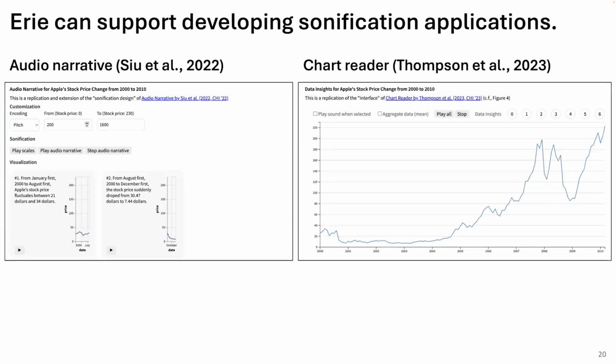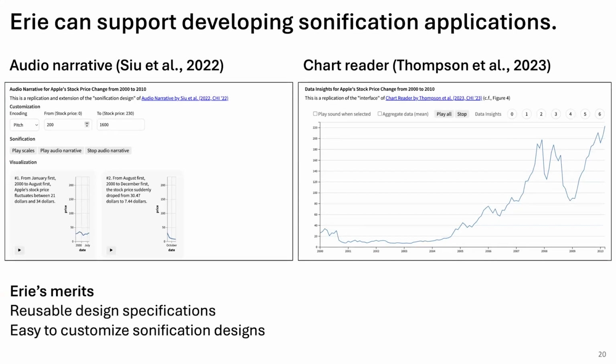As a declarative grammar, Erie can support building sonification applications as well. We replicated audio narrative and chart reader. Some merits of using Erie include reusability and customization of design. And we basically use the same design spec for audio narrative and chart reader. And then we added some personalization options like auditory encoding choices.